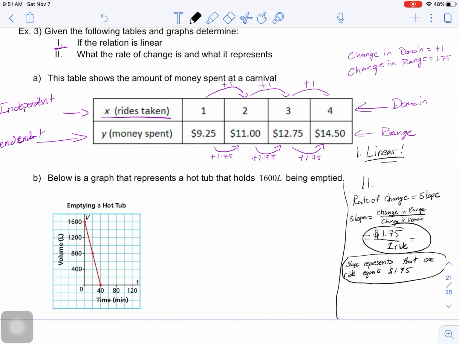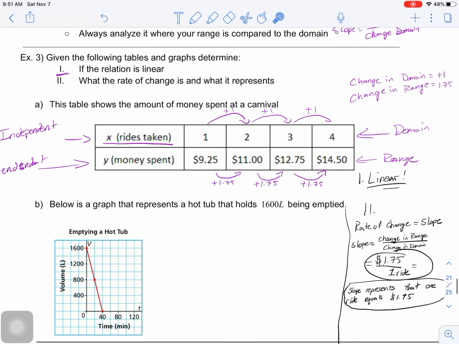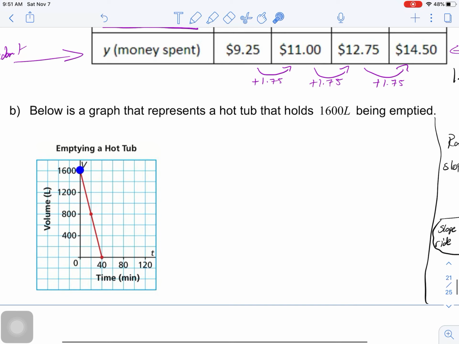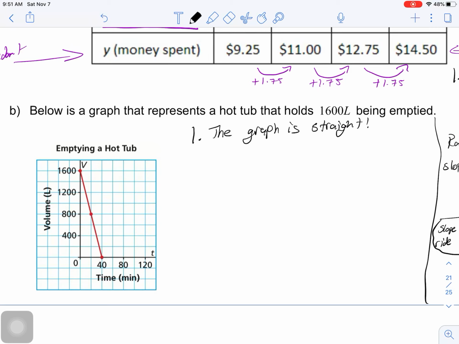Okay, so hopefully that was helpful on how to use a table to determine this. Let's figure out how to use a graph. Okay, and a graph's a little bit more tricky, depending on how you feel about these things. So first of all, again, to see if a graph is a linear relation is pretty easy. Is your graph perfectly straight? So I is kind of done for us. The graph is straight. Okay, so since our graph is straight, it's a linear relation.